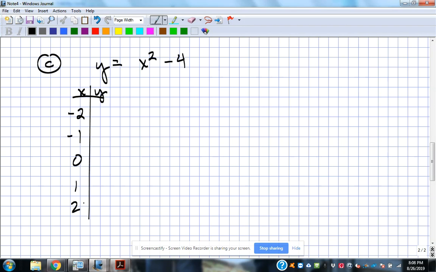So we're going to plug in those numbers. When I square -2, what do I get? -2 times -2 is 4. 4 minus 4 is 0. So I got a 0 right there. Plug in a -1. I get 1 minus 4 is -3. Plug in a 0. I get -4. Plug in a positive 1. Do I get something different than I got when I got the -1? I got the same thing back, -3. Plug in a positive 2. 2 squared is 4. 4 minus 4 is still 0. That's weird.